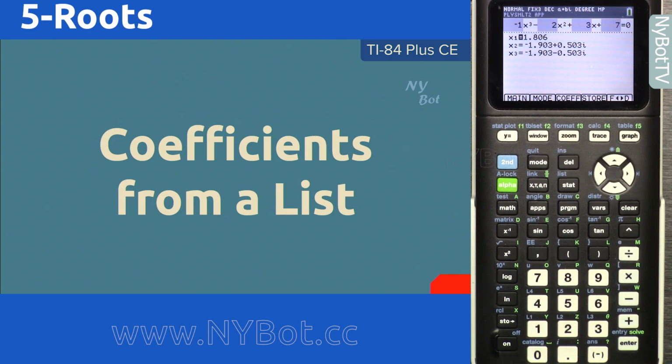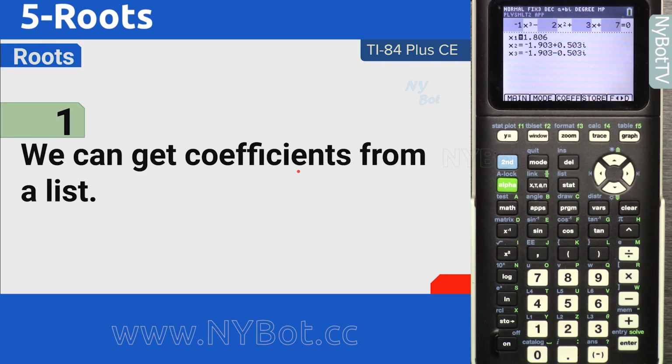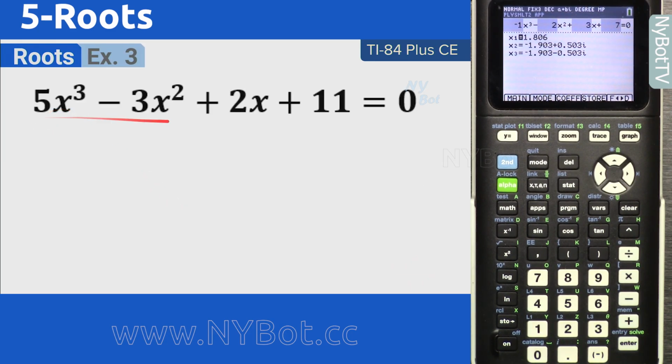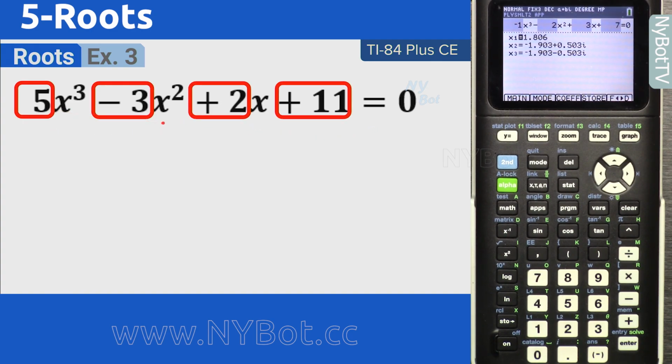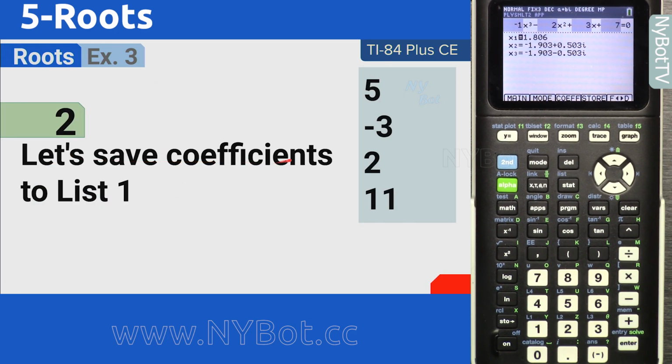Now let's see how we can bring coefficients from list. Now we can get coefficients from a list. For example, this is our polynomial, and these are the coefficients. And the coefficients, if we extract them, 5, minus 3, 2, 11. Let's save these coefficients into list 1.